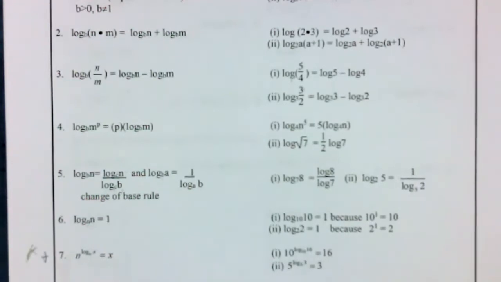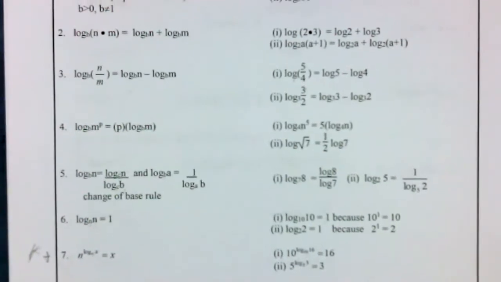B to the 0 equals 1. If you have a 1 here, this has to be 0. And if you have a 0 here, this has to be 1.